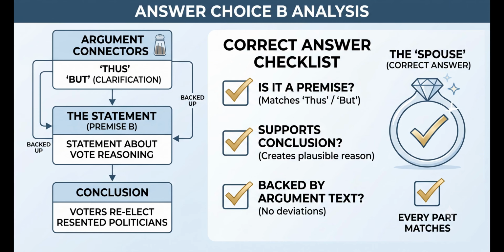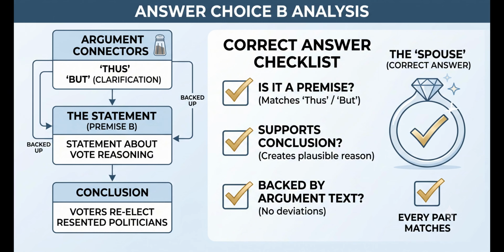B. It is a premise offered in support of the conclusion that voters often re-elect politicians whose behavior they resent. Okay. So we read until the end because no significant deviations in scope, certainty, or quantity took place. An answer becomes correct, much like when a girlfriend or boyfriend becomes spouse material by checking off every imaginable box, when every important part of it is backed up by argument text. Here, we know a premise offered is backed up by thus and but in the last and immediately preceding sentences.